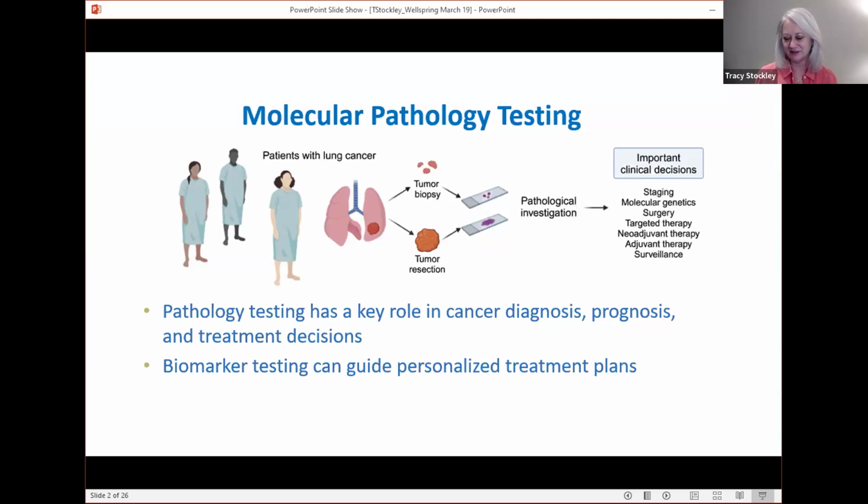What's the stage of your cancer? Should we do some genetic testing? What surgery and other types of therapy do you need? So really, the pathology has a very key and central role in the cancer diagnosis, prognosis, and treatment decisions. And the biomarker testing that I'll talk about can really help then guide personalized treatment, particularly for your type of cancer, for all the changes that we see in that tumor.